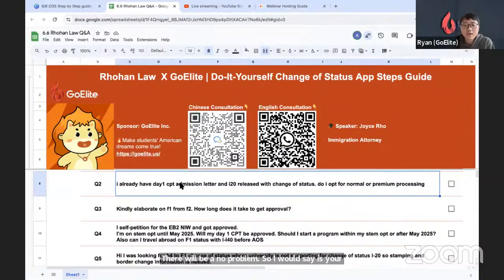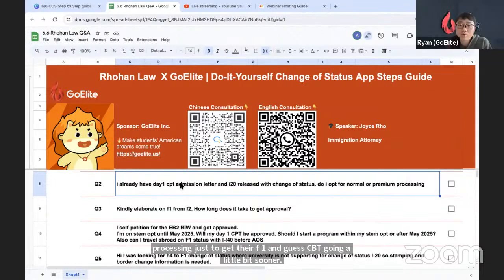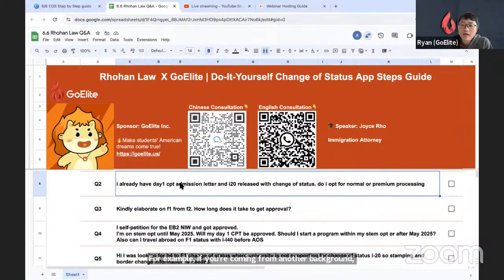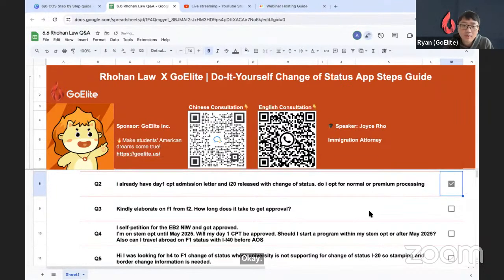Yeah, for sure. Some students who come to us want to do a change of status because they want to continue their jobs. For example, if you're coming from an L1 or an H1B background, you want to maintain your work authorization and continue working. In this case, some people would go for premium processing just to get their F1 and get CBT going a little bit sooner. But if you're coming from another background where you're in a current stage of exploration, finding jobs, then some people don't need premium processing. So it depends on your situation a little bit more.